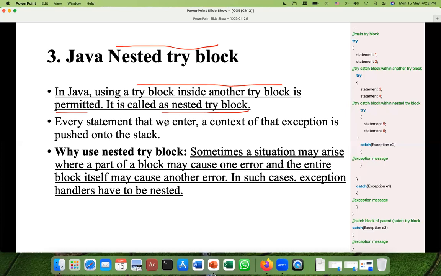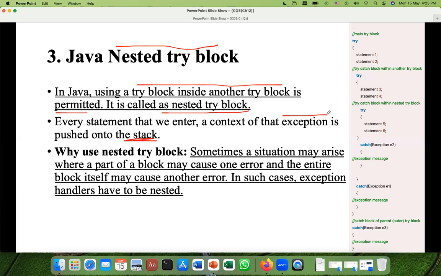This has some other meaning. When your program is executed, behind the scene, your JVM always uses the stack. Similarly, for exceptions, behind the scene when your program is executing, your JVM is basically using a stack to handle all kinds of exceptions.